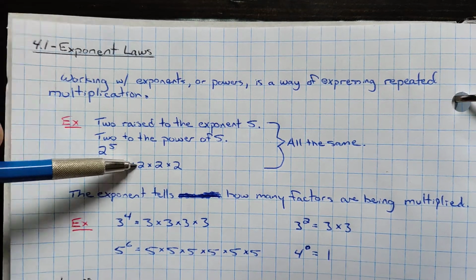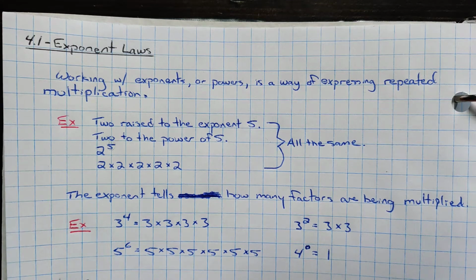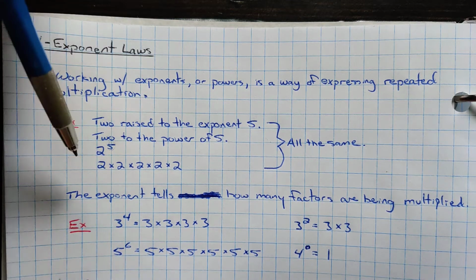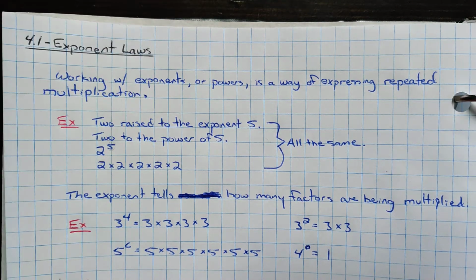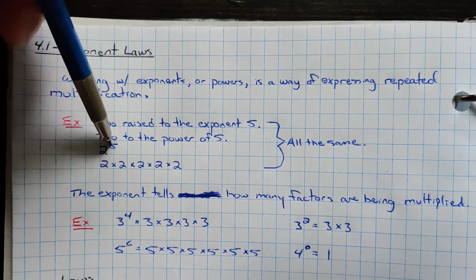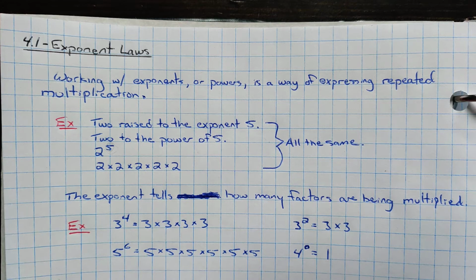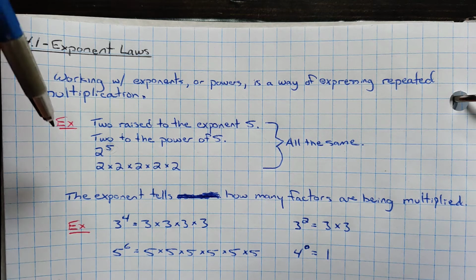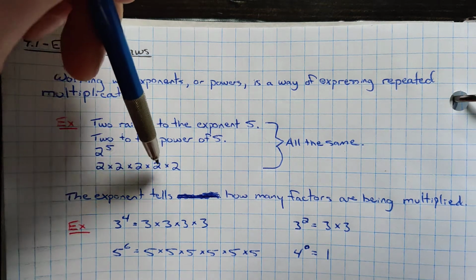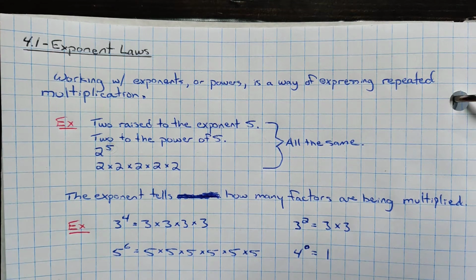And then 2 times 2 times 2 times 2 times 2. Those are all the same thing. They all mean we are multiplying 2 by itself 5 times. The exponent tells us how many factors we're multiplying. So 1, 2, 3, 4, 5 factors that are being multiplied.